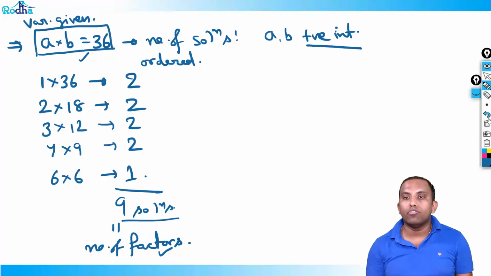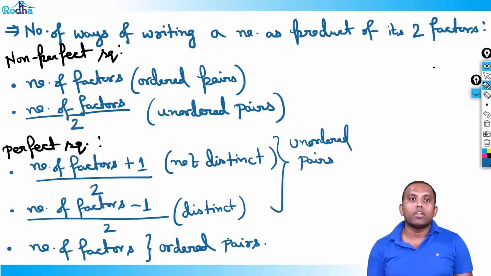Finally I can write for every number, right? Next slide. Yeah, okay. So finally you can note down this. The number of ways of writing a number as a product of its two factors in case of non-perfect squares is equal to the number of factors if the question is for ordered pairs, and it is half the number of factors if the question is for unordered pairs, right? In case of non-perfect square.